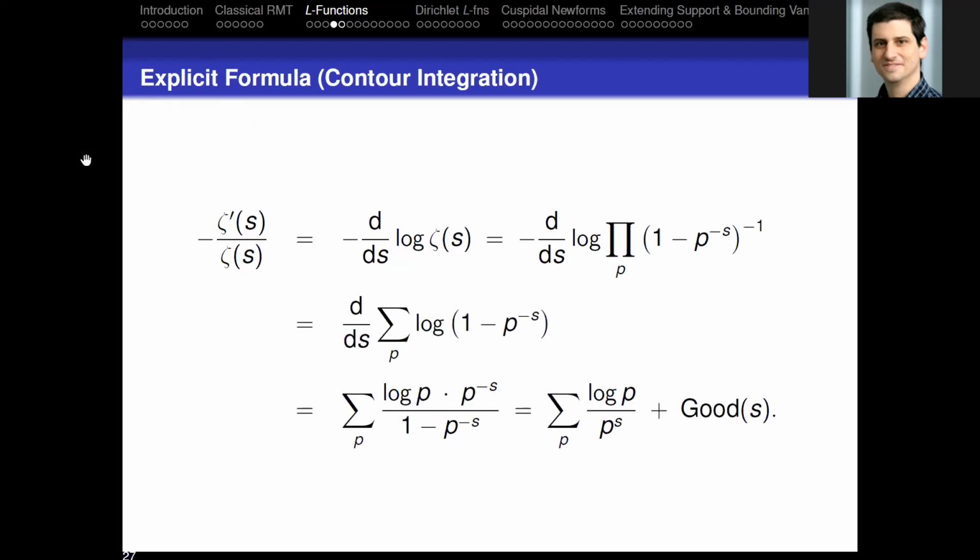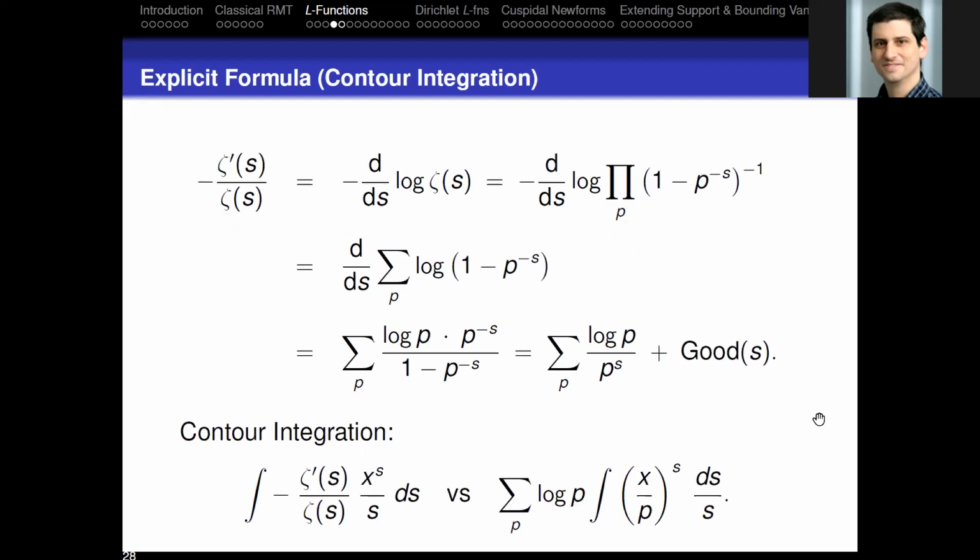So we take the logarithmic derivative of zeta, and so we look at zeta prime over zeta, and we have two different ways of writing it, but we're going to use the product because for the logarithmic derivative, the log of a product is the sum of the logs. And so we then take the derivative term by term, and then we use the geometric series formula to expand the bottom, and we get log p over p to the s plus something good. And so this shows us that if we now do a contour integral of zeta prime over zeta, there's a hope of being able to say something about this.